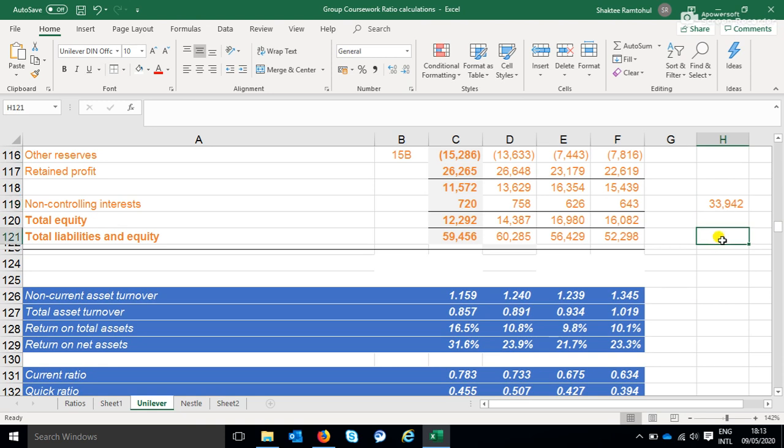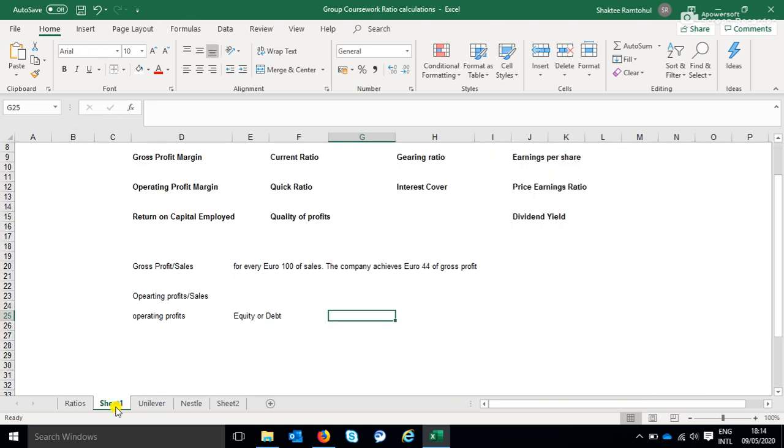So what will be my return on capital employed? It will be 12,535 divided by this figure here. As a percentage, that gives me 37%. Now, what does that tell me? It tells me that based on the amount that we have invested in this business, Unilever, the amount of equity and the amount of debt that we have invested, I'm getting a return of 37%. There you go.